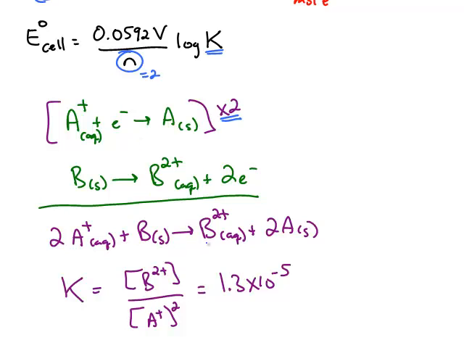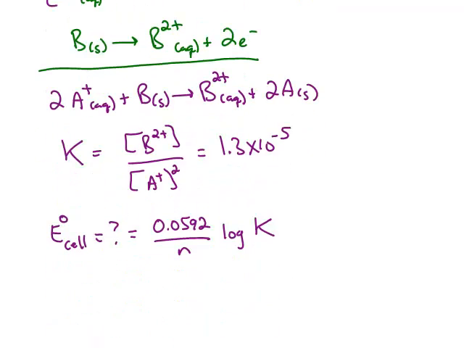The overall reaction is written here, and then you have the equilibrium constant K: products divided by reactants. Solids don't appear in K. And let's just say that this equilibrium constant is a small number, 1.3 times 10 to the negative fifth. A small number for K, remember, means this reaction favors the reactant side.